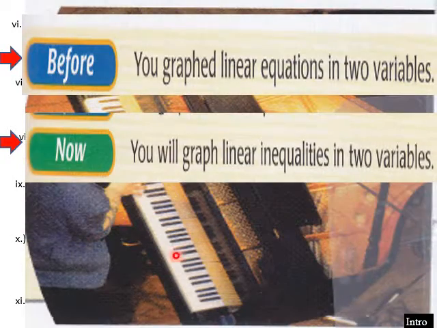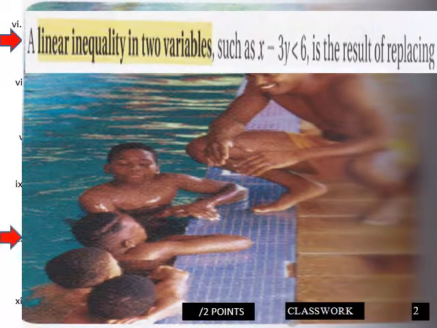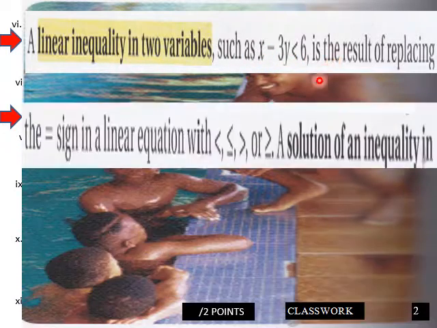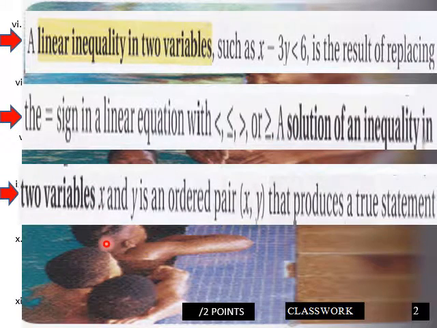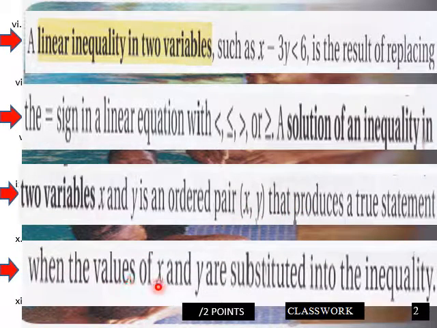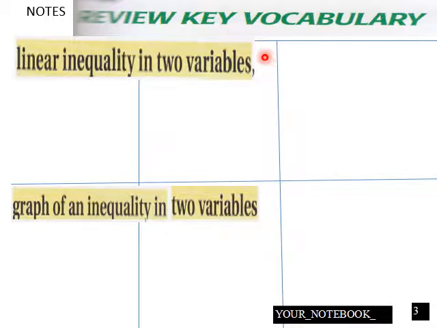Okay, before you graph linear equations in two variables, you will graph linear inequalities in two variables. A linear inequality in two variables, such as x minus 3y less than 6, is the result of replacing the equal sign in a linear equation with an inequality sign. A solution of an inequality in two variables x and y is an ordered pair (x, y) that produces a true statement when the values of x and y are substituted into the inequality. Students, in your own words, define a linear inequality in two variables, and then define the graph of an inequality in two variables.